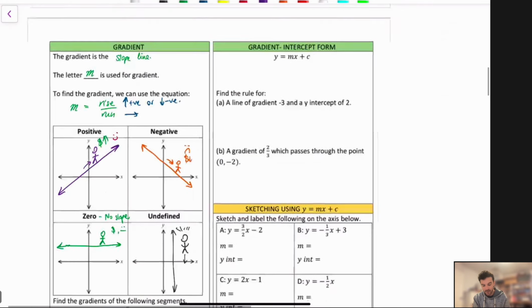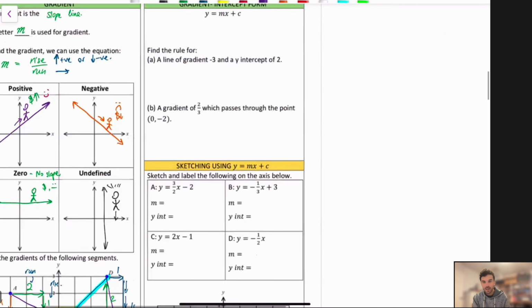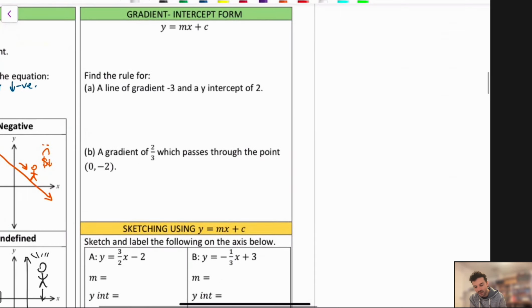Okay, now with this, we're going to look at some gradient intercept form. So, gradient intercept form, this is a linear equation. And remember, linear means line. Do we see that key word in there? So this equation will always make a linear function. Now, M is the gradient. And C is the y-intercept. Okay, and so let's picture you've got a y-axis here.